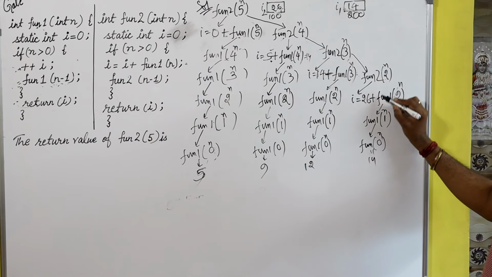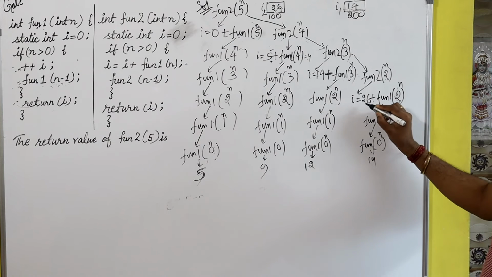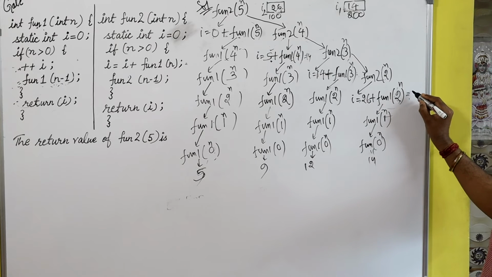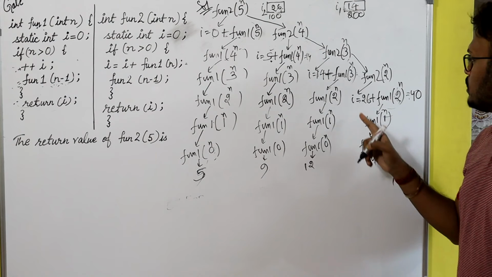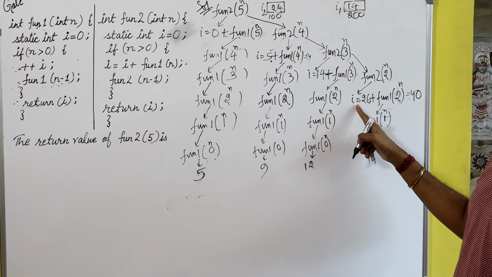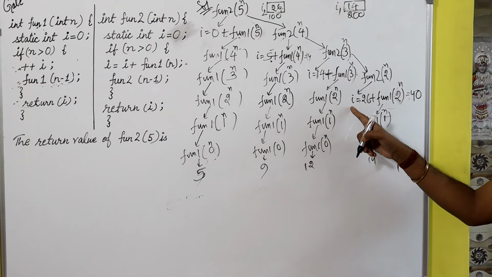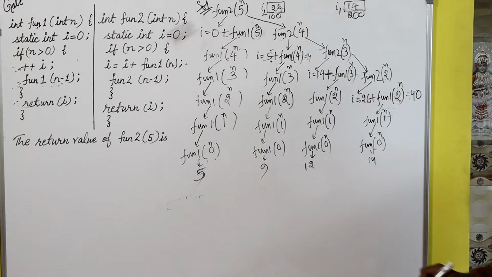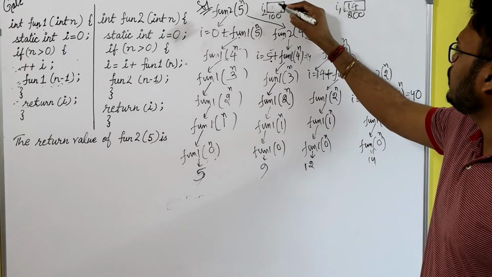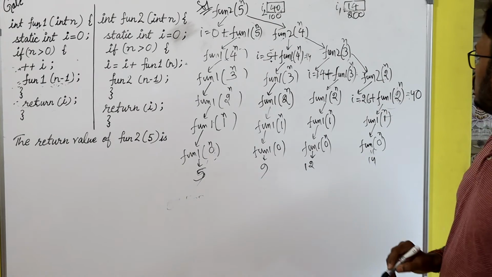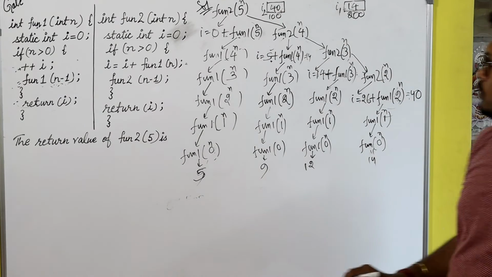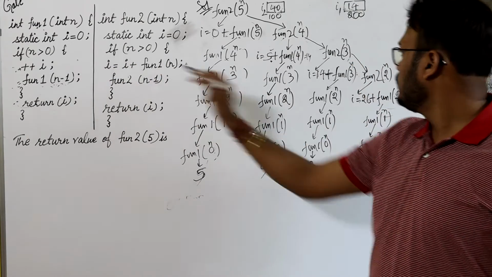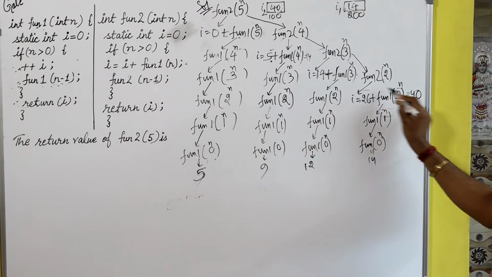So here fun1 of 2 will get the value 14. So this time it is 26 plus 14, which is equal to 40. Okay. So it means what? The value of I is 40. I am talking about this I. Okay. So the value of I2 has become 40. So let's write here 40.